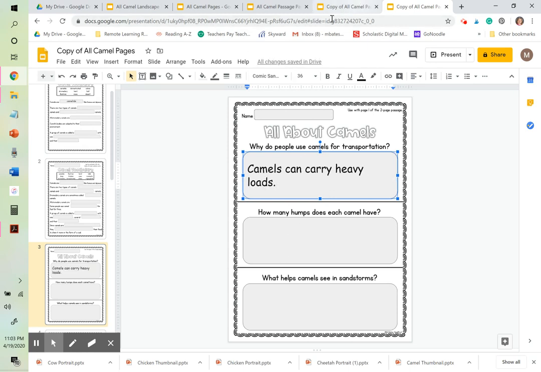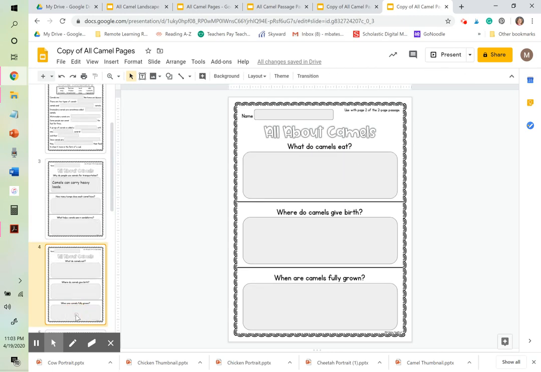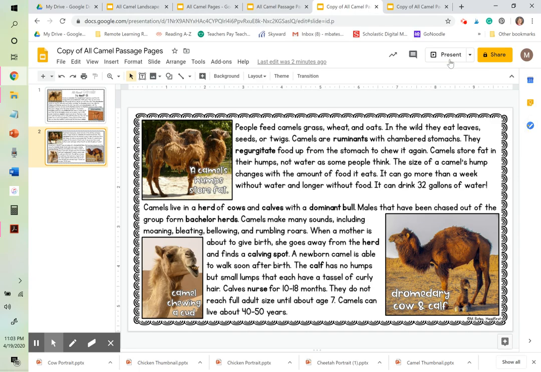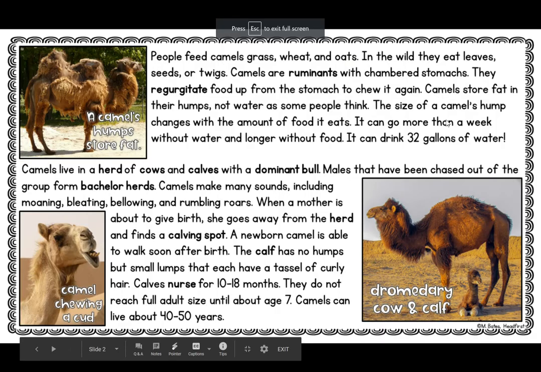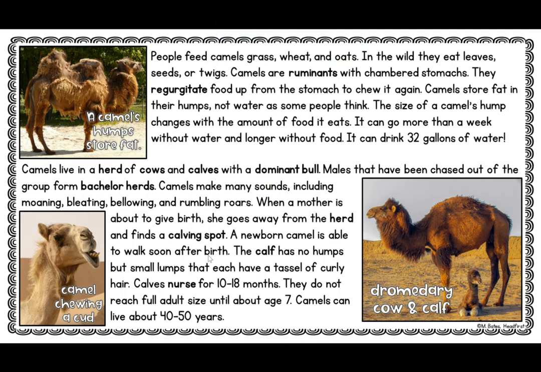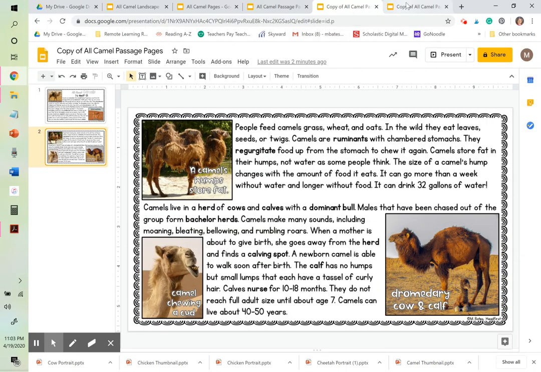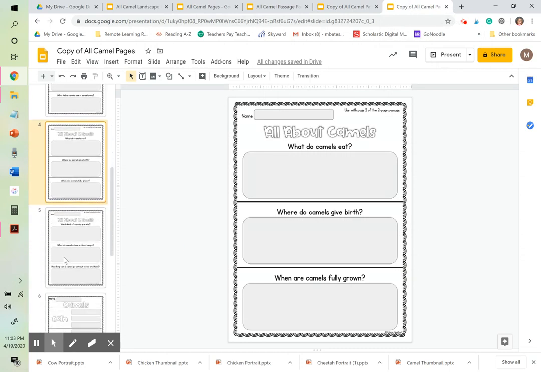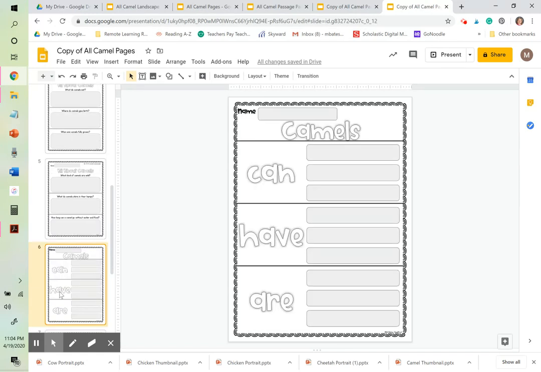All right. And then this next one goes with page 2. So if you assigned page 2, again, if they click present, it makes it larger, and then they're able to see the dark words, those are the vocabulary words, then that would go with this page. And then the third page goes with the complete camel passage. So if you were to assign both pages for them to read, then you could have them do this page of questions.